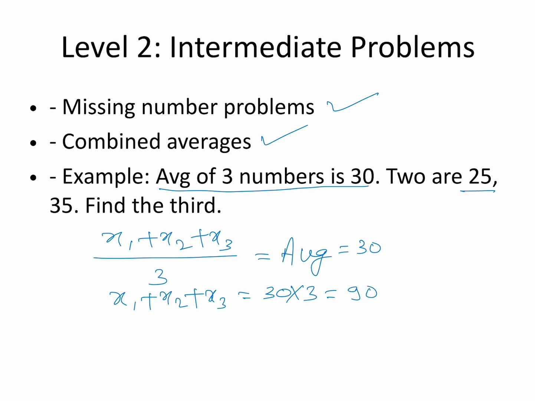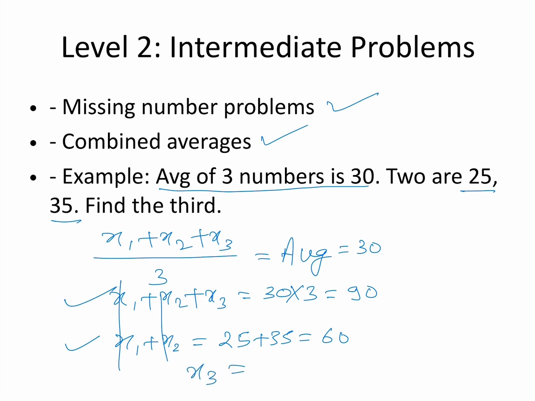Now two numbers are given, and you have to find the third one. So two numbers, let's have x1 and x2. This is given as 25 plus 35, which is equal to 60. Now we will subtract these values from the total sum. We will get x3 equal to 90 minus 60 equal to 30. So this value is the missing one. Such types of problems will be asked in the intermediate levels.